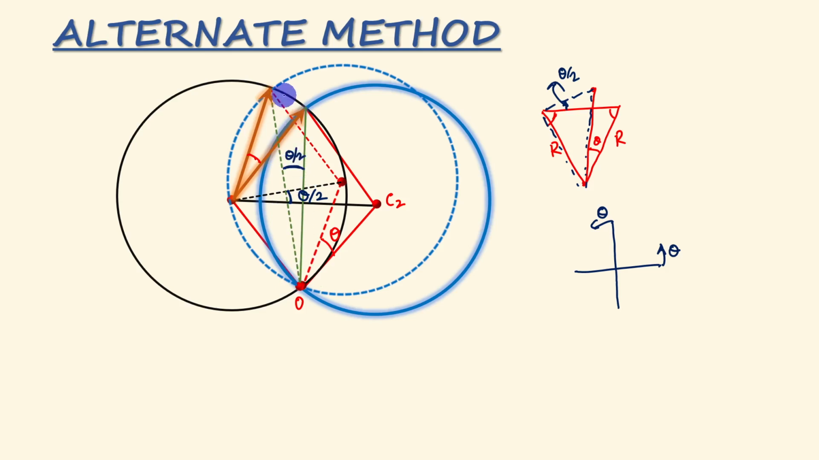And now you can see that this arc is making angle theta by 2 at point O. So of course it will make double the angle at the center, that is theta, and that is how we have proved that the angular velocity of this radius vector is equal to the angular velocity of this ring. So the velocity of point P is going to be omega r.